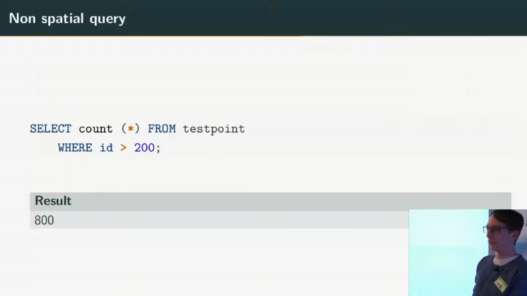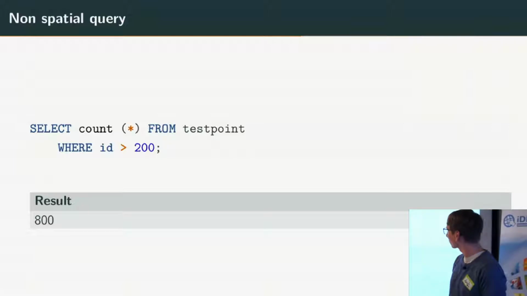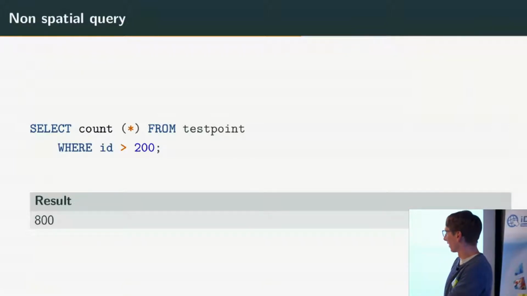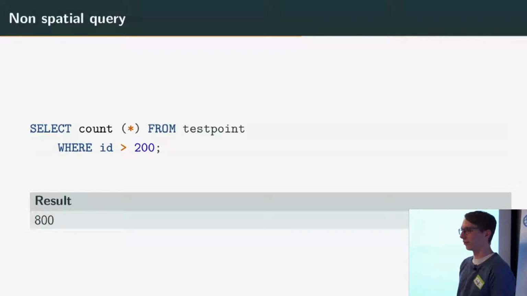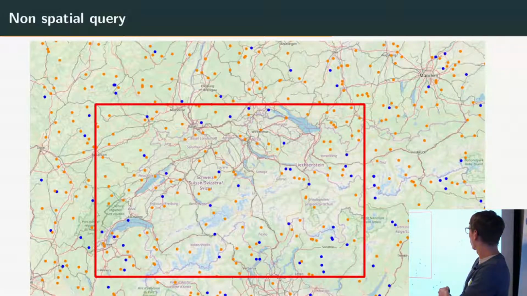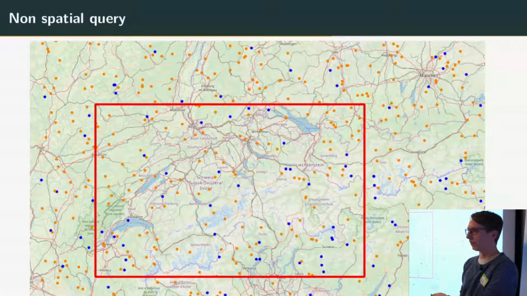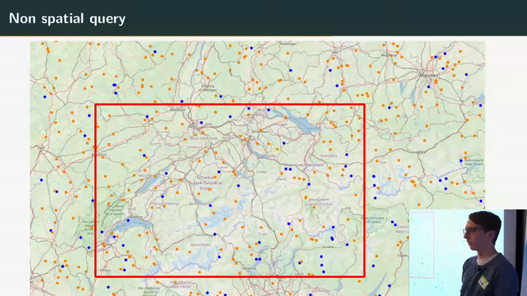So first of all, we have a simple non-spatial query. So we select how many features are in that table with the ID greater than 200. They have this serial ID from 1 to 1,000. And big surprise, it's 800. And here's what the result would look like. There's still this other polygon overlaid, but here in orange you see the selected ones, and in blue the ones that are not selected. So it's basically just a random selection.